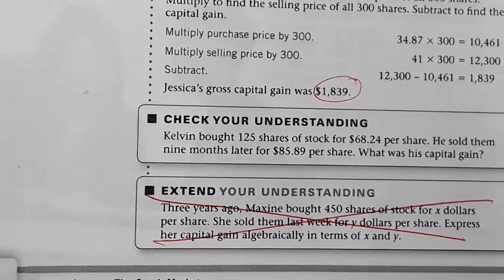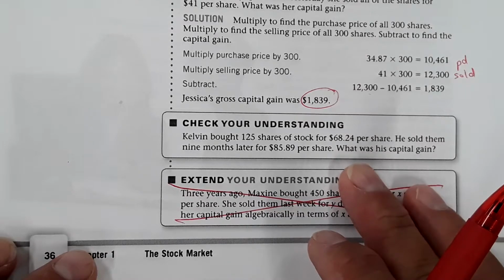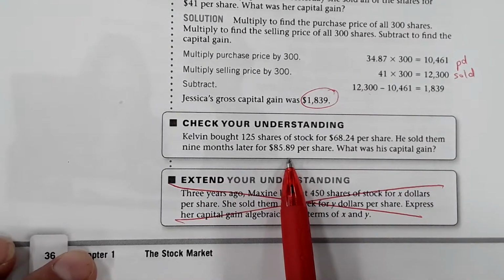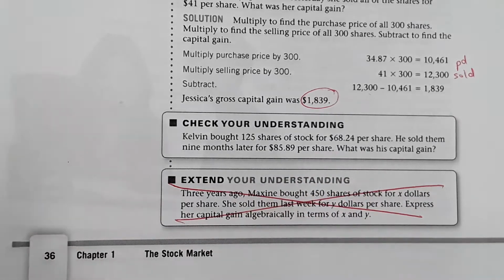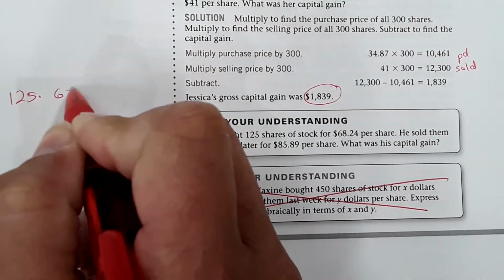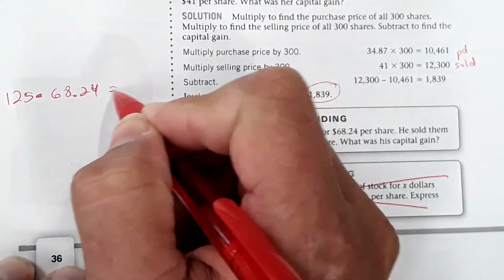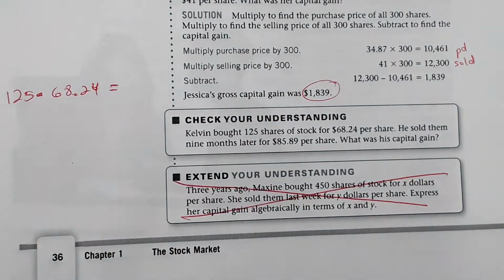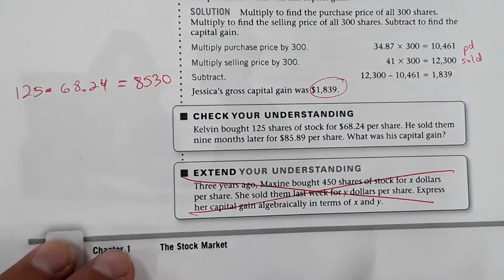So let's try this one together. Kelvin bought 125 shares of stock for $68.24 per share. He sold them 9 months later for $85.89 per share. Looks like he did pretty good. What was his capital gain? So 125 times 68.24 would give us what he paid for them. 125 times 68.24 would be $8,530. That's what he paid for them.